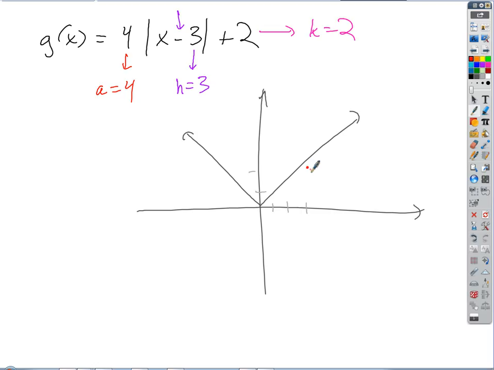And what's the 4 do out front? If I stretch it vertically, normally I would go over 1 and up 1. So now when I go over 1, how far should I go up? 4. 4 times as far, right? So we'll go over 1 and up 1, 2, 3, 4. And then I can just reflect that thing over this line if I want to, right? That make sense? That's it.